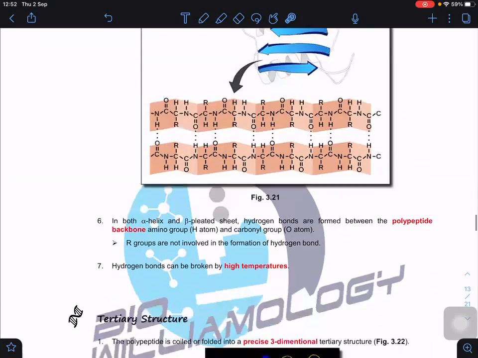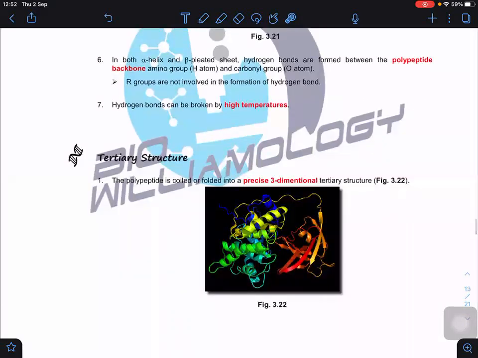So in both the alpha helix and the beta pleated sheet, hydrogen bonds are formed between the polypeptide backbone, between the amino group with the H atom and the carbonyl group with the O. C double bond O is a carbonyl group. So the R groups are not involved in the formation of the hydrogen bond. Hydrogen bonds can be broken down by high temperature. This one you need to know.